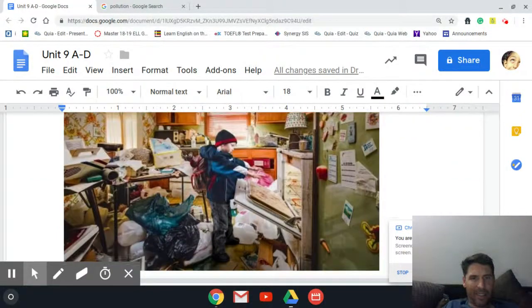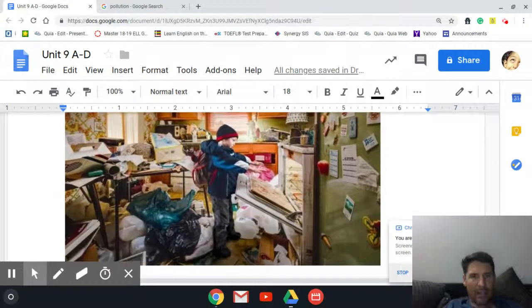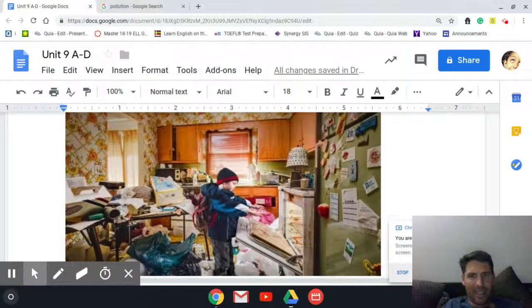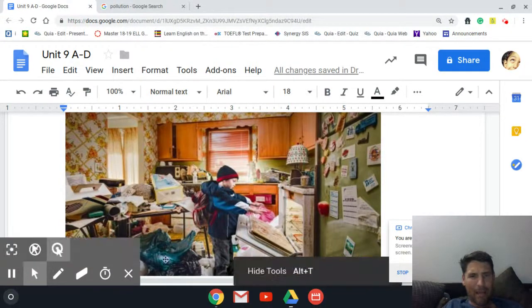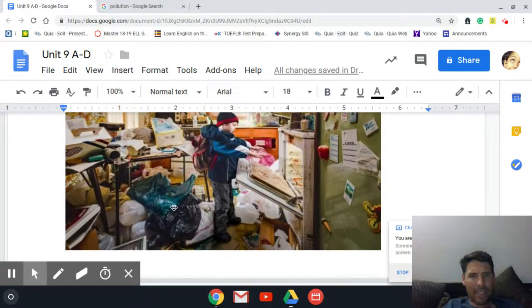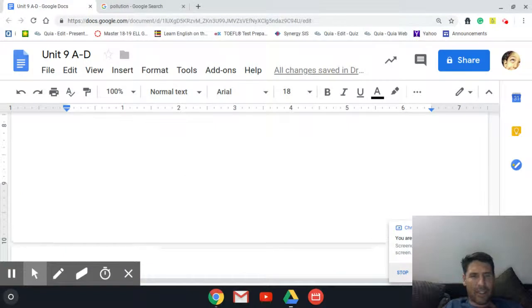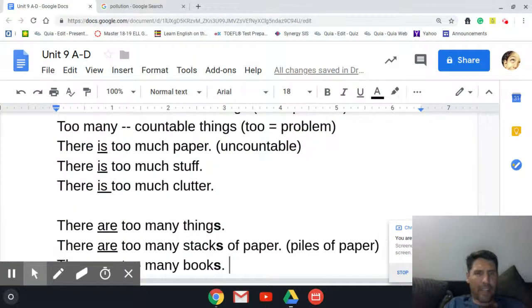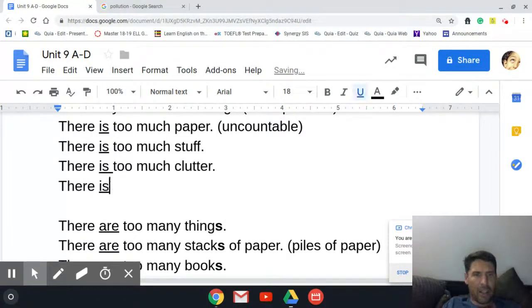And here's another. This picture just makes me sad, but it's also very similar to the last one. So here's a boy. Looks like that must be the kitchen. I'm not even sure what that is. That looks like an oven, maybe. I don't know. Yeah, that's got to be the kitchen. But look at all these plastic bags, all this trash, right? So very similar to the last one. Where would you put trash? Can you count trash? You really can't. So that would go over here. So we could say there is too much trash.